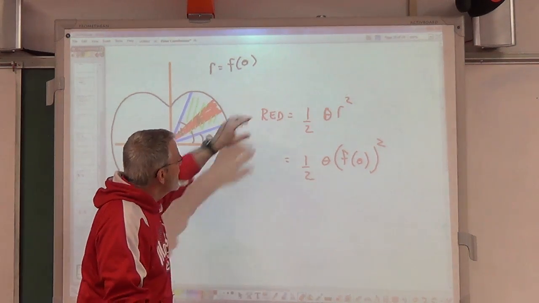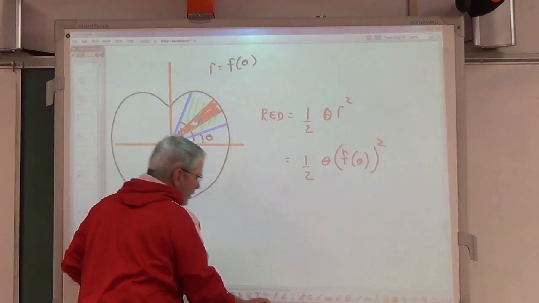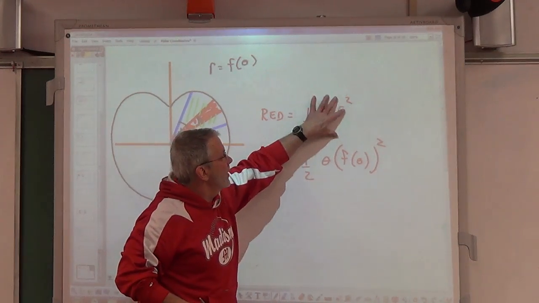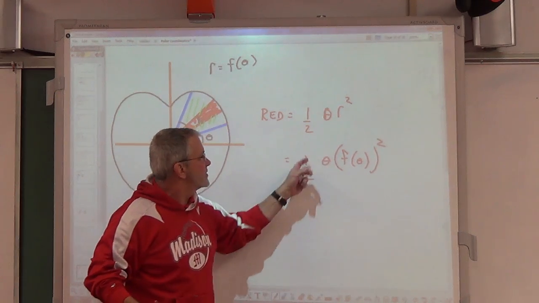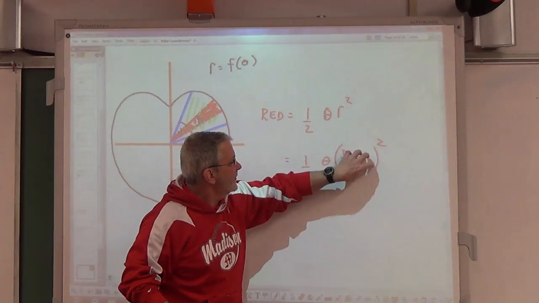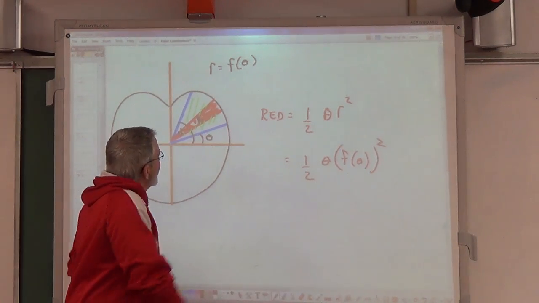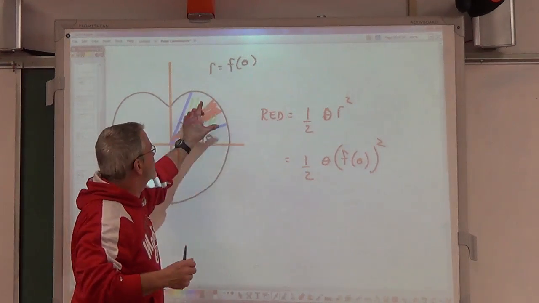That's exactly what I'm going to do. So I'm going to go 1/2 theta r squared, where this guy right here is theta. I'm just going to use that formula that I got from the circle. And what is r? r is my function of theta, so it's going to be 1/2 theta f of theta squared. 1/2 theta r squared. And that's going to give me a little bit, I mean, that looks big, but it's not. It's very small.